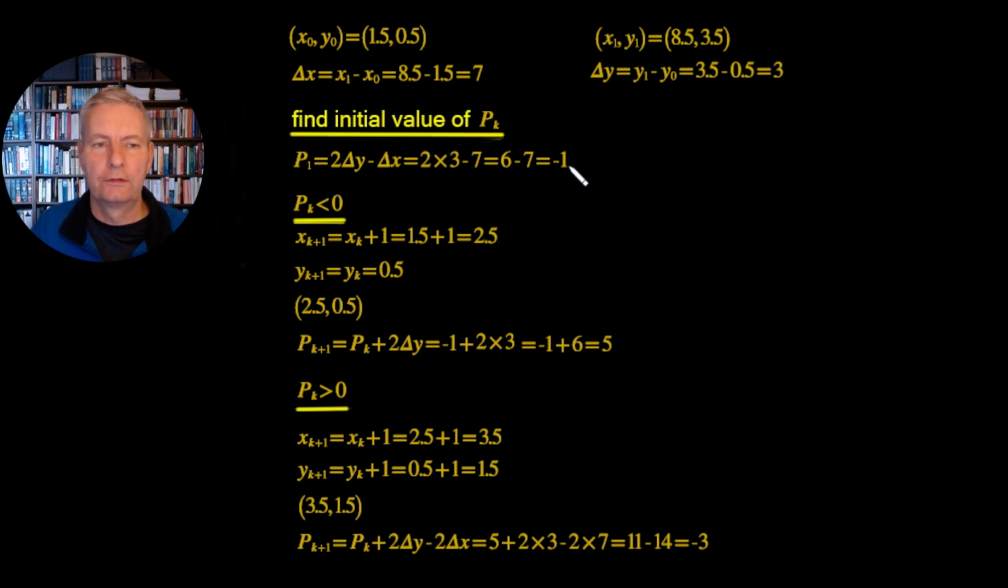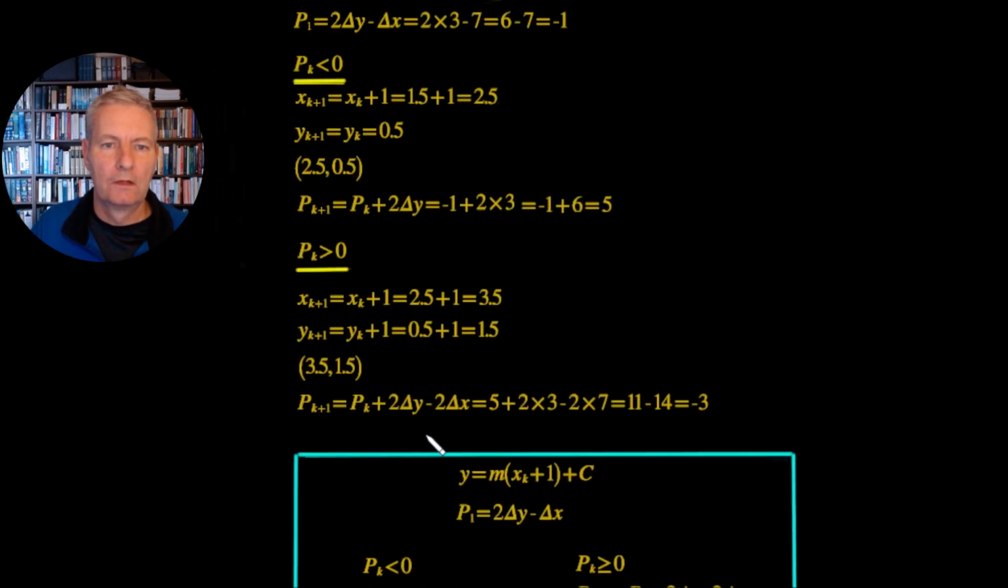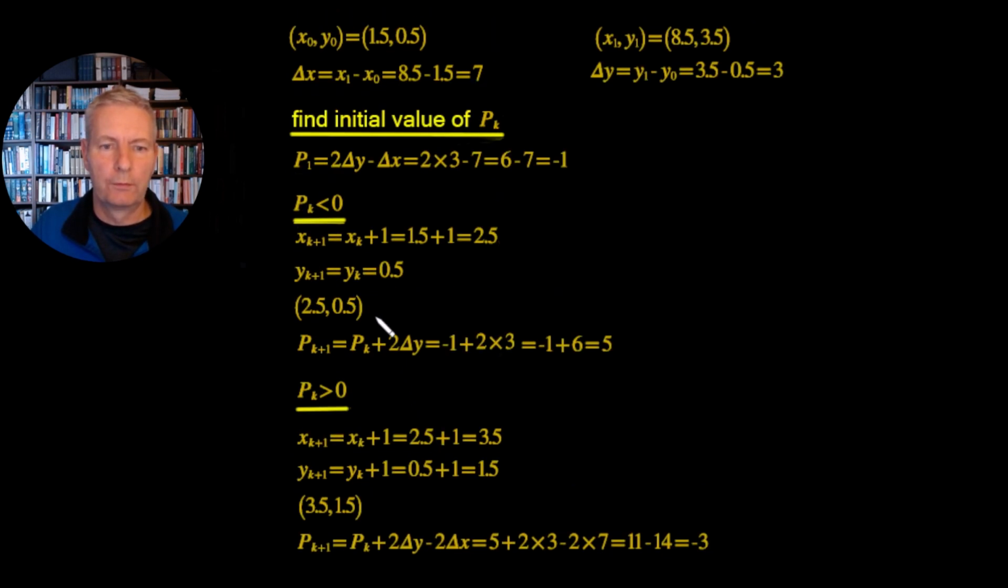So now we're in a position to look at finding our next box. We know that the value for our pk is less than 0, it's minus 1. So if it's less than 0, we use this part of the algorithm here. The next value, xk plus 1, is always the value of xk plus 1. And the value of yk remains the same, so yk plus 1 is the same as yk. So this is going to give us our first point.